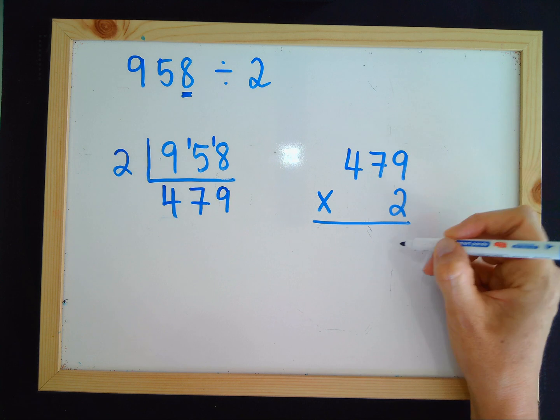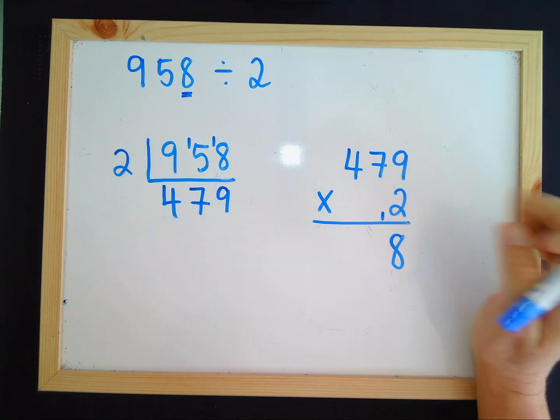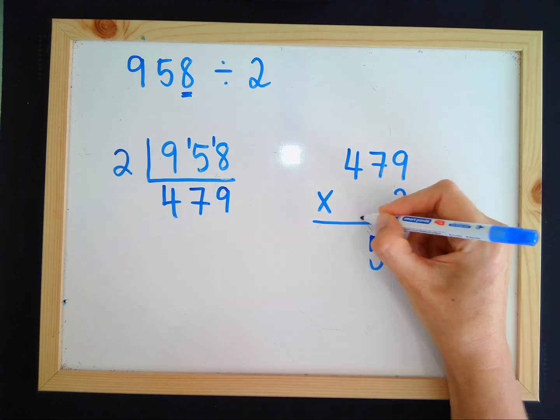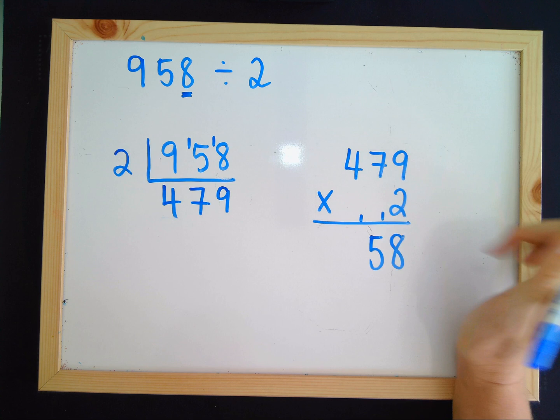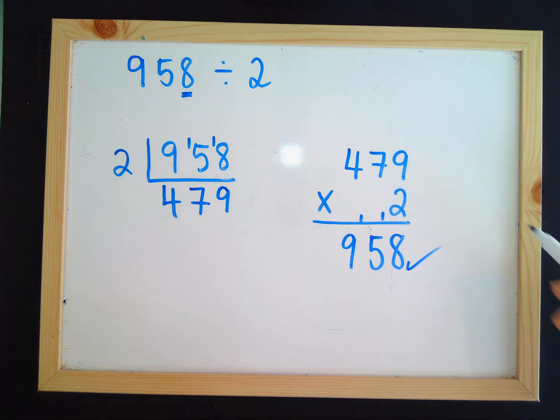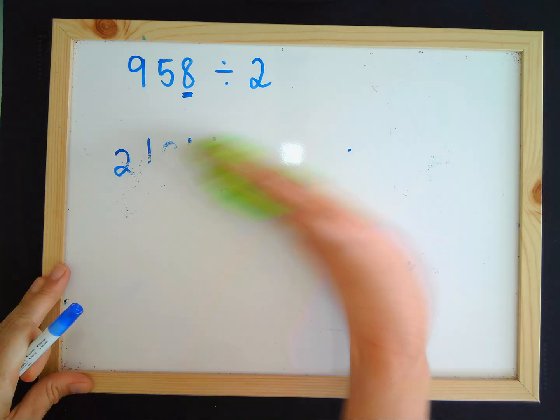9 2's are 18, put down my 8, carry my 1. 2 7's are 14, plus 1 is 15, put down my 5, carry my 1. 2 4's are 8, plus 1 is 9. Look, I got the exact same answer, so I know my answer is correct. Okay, that's the way of checking your division work. The reverse of division is multiplication, so you can check it that way. Okay, I'll move on to another example.